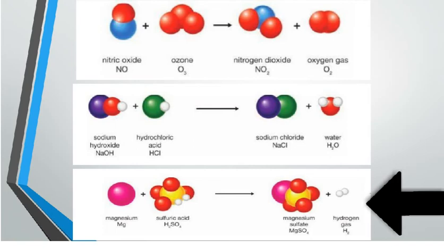In my third example, you'll notice that magnesium as a metal and sulfuric acid react to form magnesium sulfate and hydrogen gas. Notice that in all of these examples, the number of atoms on the reactant side is the same as the number of atoms on the product side. This follows the law that atoms are not created or destroyed during a chemical reaction.